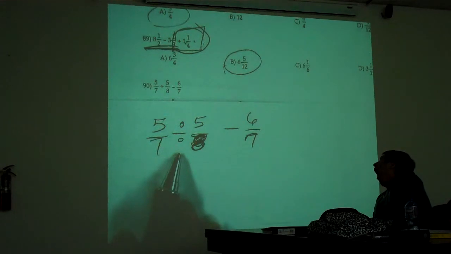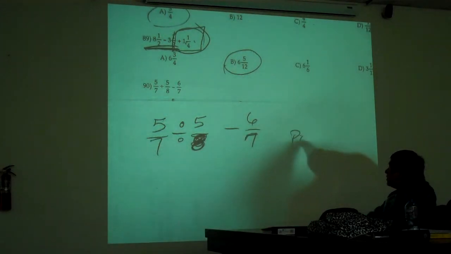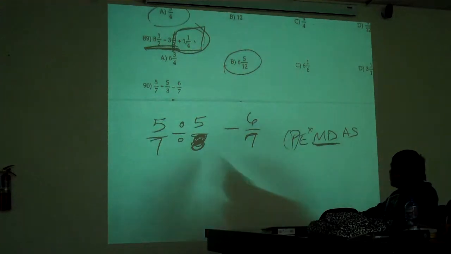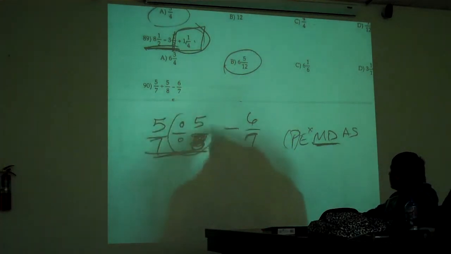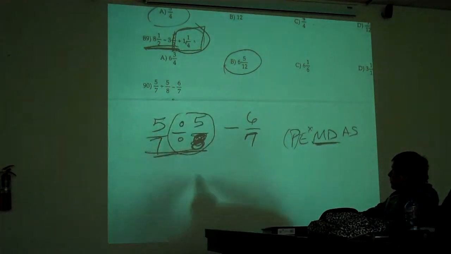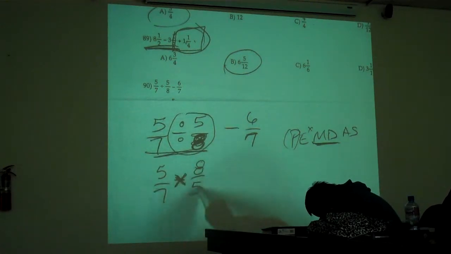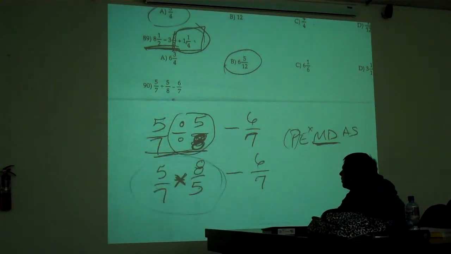Remember our order of operations? Please excuse my dear Aunt Sally. We don't have anything in parentheses or exponents, but we have multiply and divide. We have this division. Let's rewrite this where we multiply by the reciprocal. We have 5 sevenths times 8 fifths. We're going to write that, but we're not going to do it yet. This part we're doing first.